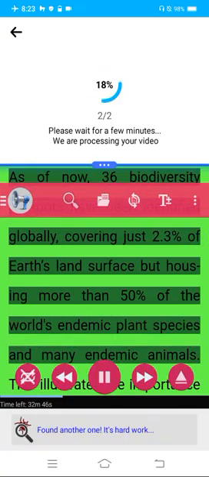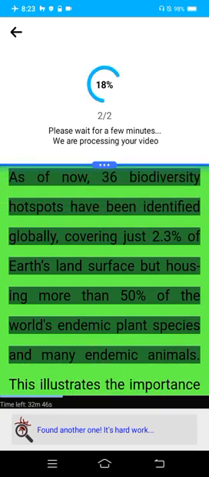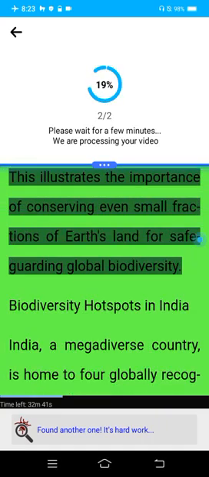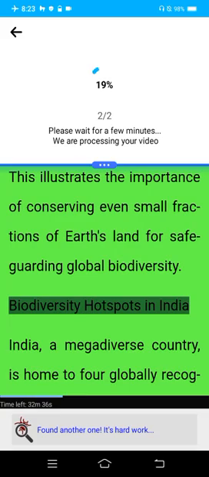As of now, 36 biodiversity hotspots have been identified globally, covering just 2.3% of Earth's land surface but housing more than 50% of the world's endemic plant species and many endemic animals. This illustrates the importance of conserving even small fractions of Earth's land for safeguarding global biodiversity. Biodiversity hotspots in India.